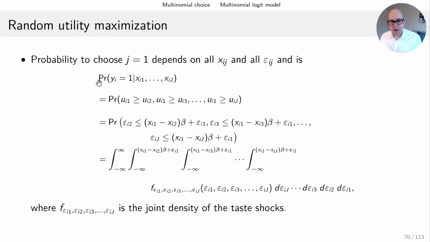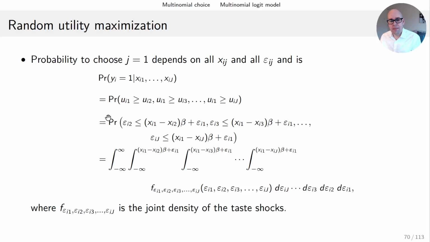So formally we have that the probability that alternative 1 is chosen given the characteristics of all the alternatives is the probability that the utility for alternative number 1 is bigger than the utility for alternative number 2, and at the same time the utility for alternative 1 is bigger than the utility for alternative 3, up to alternative J. So also the utility for alternative number 1 is bigger than the utility for alternative J. And this is a joint event here. So you see the commas here.